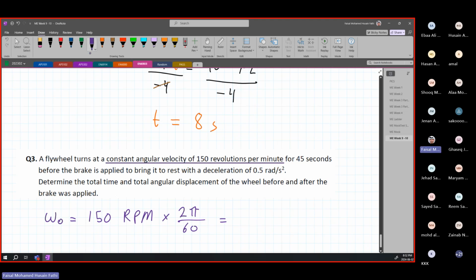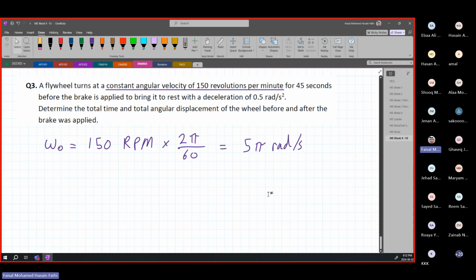150 times 2 divided by 60 is 5. Yeah, okay. I don't know why that was so difficult in my head. So it's going to be 5 pi radians per second. I usually keep the pi if I don't have to change it, and if it's not already a big number, I keep the pi so it can be a bit more accurate when solving. Up to you if you want to substitute the pi or not. It's fine. So this is the first step.